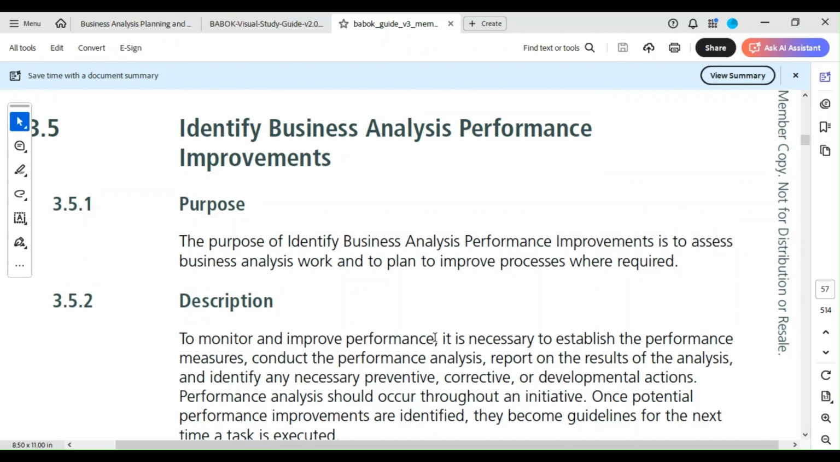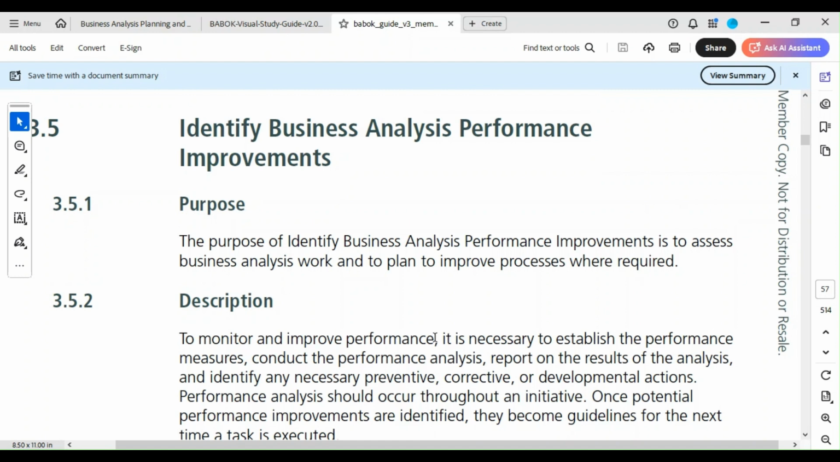Yeah. So identify business analysis performance improvement. And remember that I said take it as just you have it as the title. You need to identify your business analysis performance improvement. Remember that you are still at the planning and monitoring stage. So you are trying to plan on how you can identify your business analysis performance improvement. And remember, business analysis is all about continuous improvement. Yeah. So, what is the purpose here?